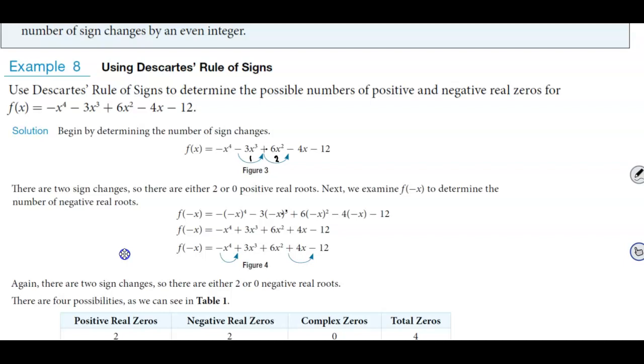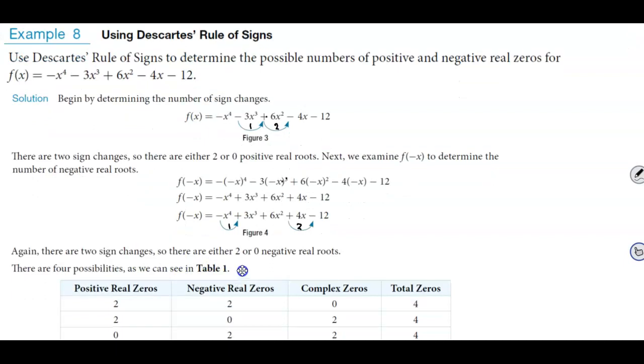So now we can determine what are the sign changes. It changes from negative x to the fourth to plus 3x cubed. So we have one sign change there. It doesn't change in the next one. It doesn't change with 6x squared plus 4x, but it changes from plus 4x to minus 12. So there is our second change. So again, there are two sign changes. So there are either 2 or 0 negative real roots.